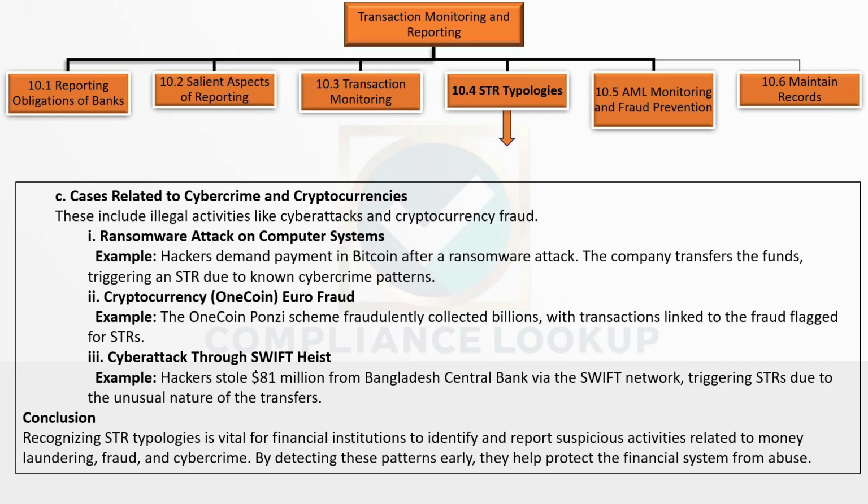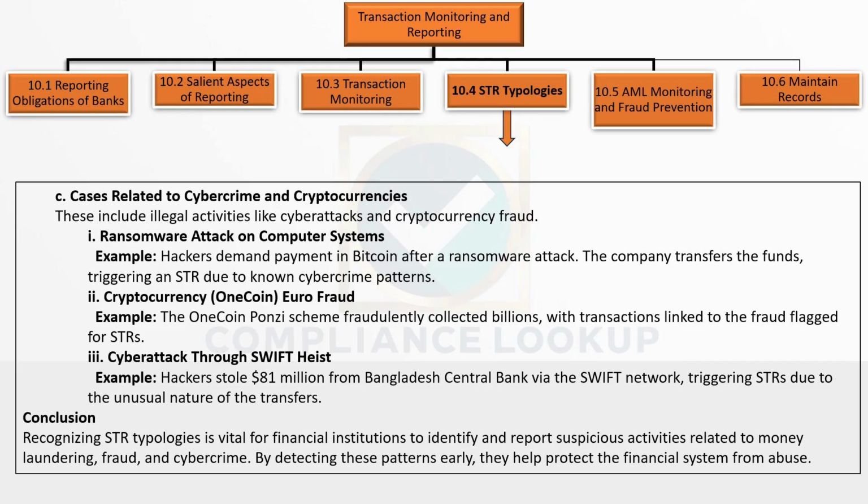Second, cryptocurrency OneCoin Euro fraud. Cryptocurrency fraud schemes often involve Ponzi or pyramid structures. Example: in the case of the OneCoin fraud, promoters convinced individuals to invest in what was claimed to be a new cryptocurrency. However, OneCoin didn't actually exist on a blockchain. Investors were defrauded of billions, and the transactions associated with OneCoin sales were flagged for STRs due to their fraudulent nature.